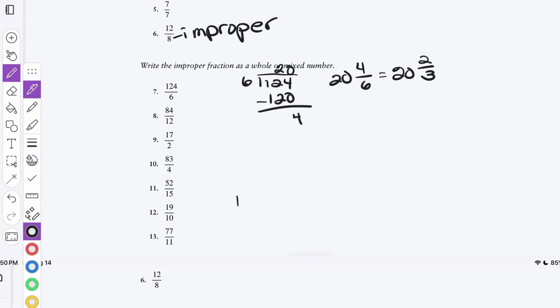Let's do 12. So 10 into 19. All right, that would go 1 time, and then I would get 9 as a remainder. So this would be 1 and 9/10. Okay.